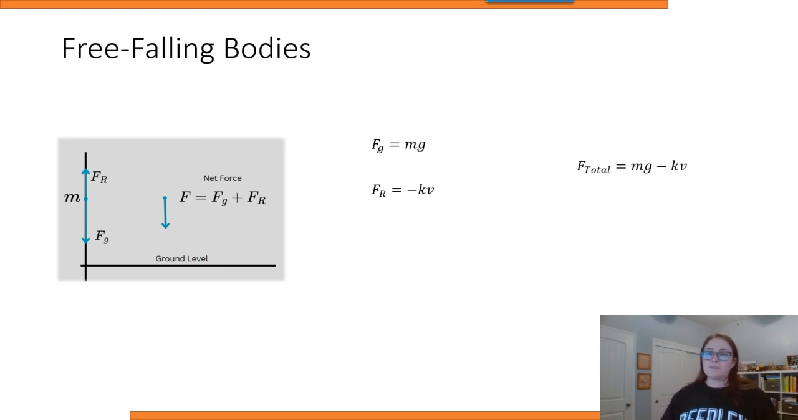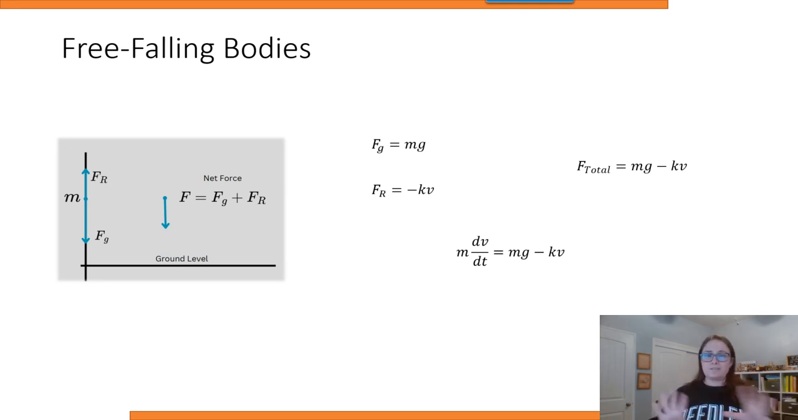And if I just add up these forces, I get the total force of the model here. So mg minus kv is equal to that total force. And the total force is also equal to mass times acceleration. So I get the differential equation mass times dv/dt equals mg minus kv. Okay, so that acceleration is the derivative of the velocity. So now I have a differential equation in terms of v. The solution of this equation would be v of t.